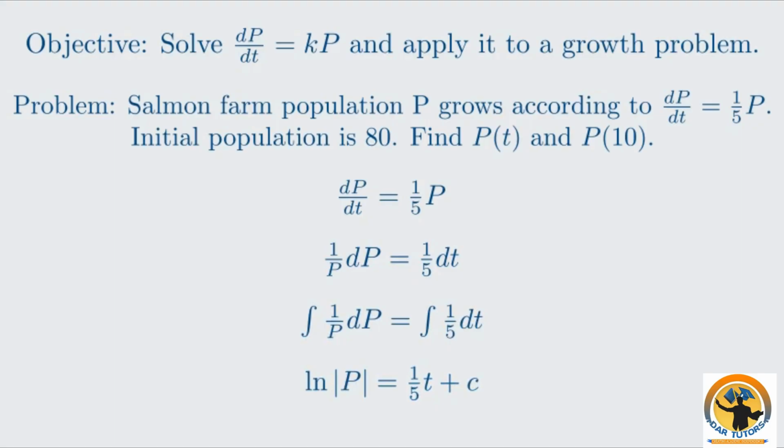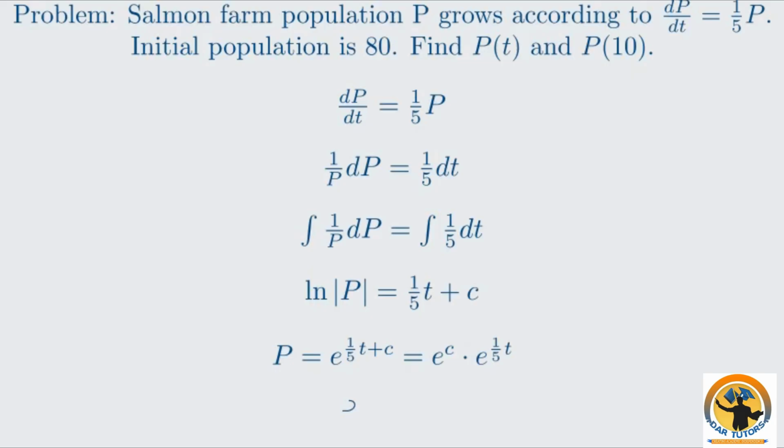Since population P must be positive, we can drop the absolute value. Solving for P, we get P equals e to the power of 1/5 t plus C. Using the rules of exponents, this becomes P equals e to the power of C times e to the power of 1/5 t. We can replace e to the power of C with a new constant, A. This is the general solution for exponential growth.